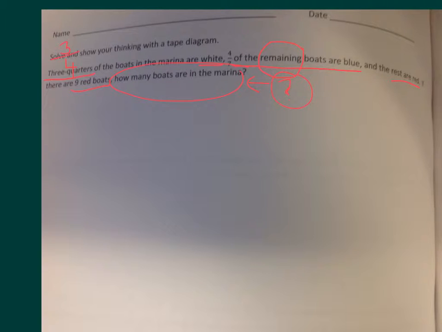Okay, so I'm going to show my tape diagram. So the first step is drawing the tape diagram. Okay, then I have to ask myself the question, what does the tape diagram represent? In this case, I'm trying to figure out how many boats are in the marina. So that whole tape diagram represents boats in the marina.